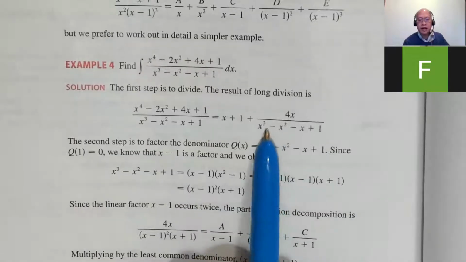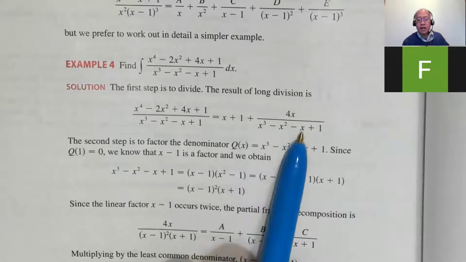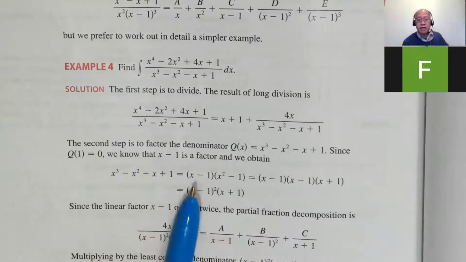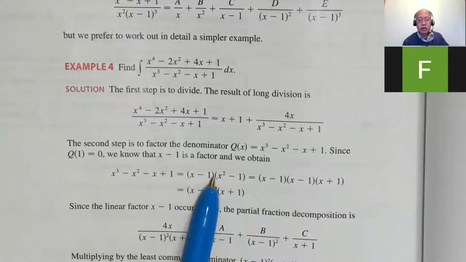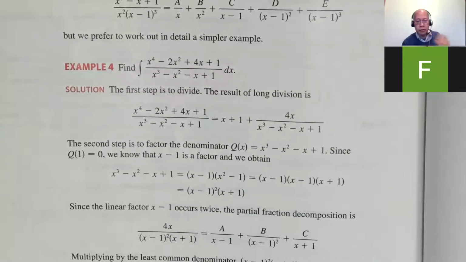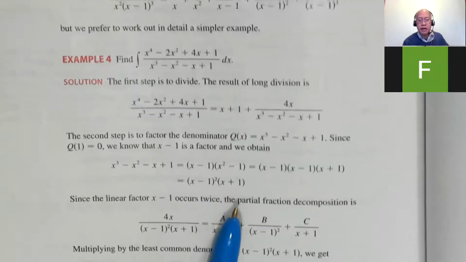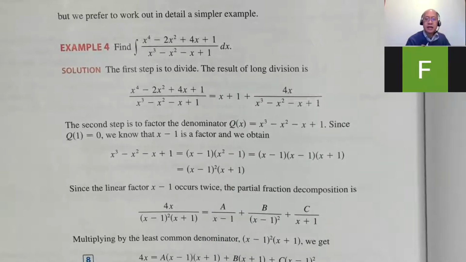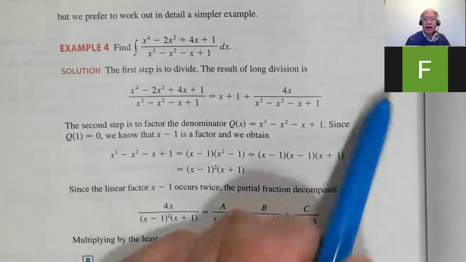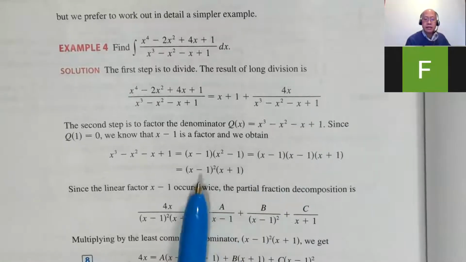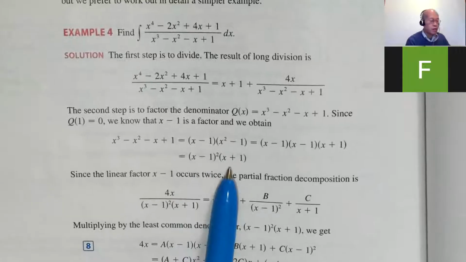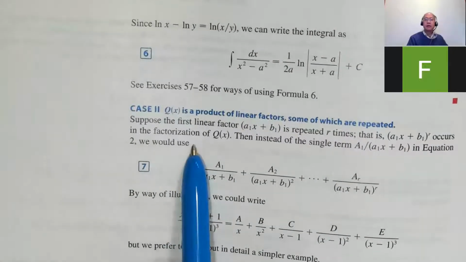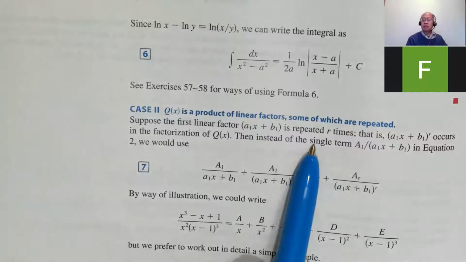All right, so they divided this out. And if you divide this out, remember you did some of that in pre-calc, hopefully, factorize this, x minus 1, x squared minus 1, which is x minus 1, x minus 1, x plus 1, or x minus 1 squared, x plus 1. Okay, so finally, the denominator is factored. This stuff here is x minus 1 squared, x plus 1. So we have linear factors, but some of which are repeated.